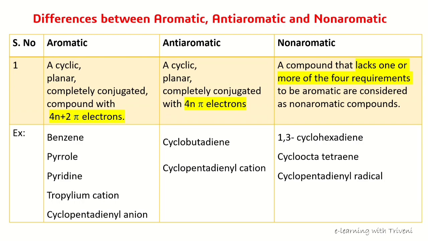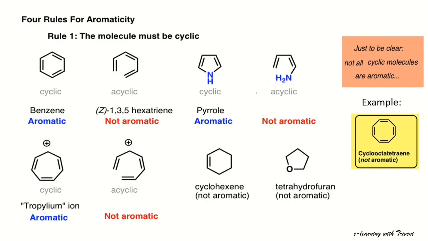Aromatic means it follows 4 rules: cyclic, planar, completely conjugated, and should follow the 4n+2 rule. Anti-aromatic means cyclic, planar, completely conjugated, and should follow 4n pi electrons. If any one of these is not obeyed, then the compound comes under the category of non-aromatic. Just a fast recall of the 4 rules with more examples.